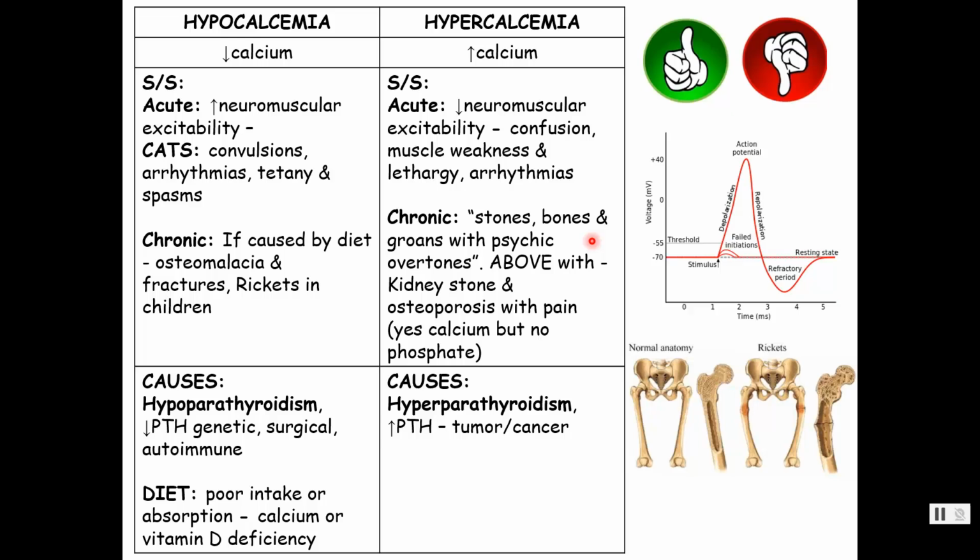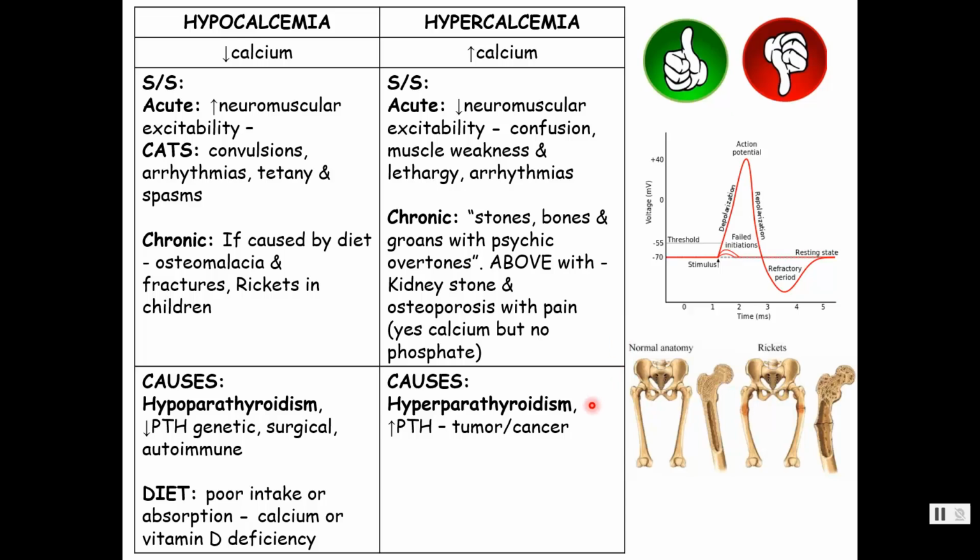If it's chronic and it goes on for a long time, there's a little saying that clinically is used: stones, bones, groans, and psychic overtones. So if you have hypercalcemia, one of the things, stones, there's going to be a higher chance of kidney stone formation. There's going to be problems with the bones. You're like, oh, but there's so much calcium. No, there's still going to be osteoporosis and then some pain associated with that. And then once again, we're going to have some psychic overtones, so that's decreased neurological functioning.